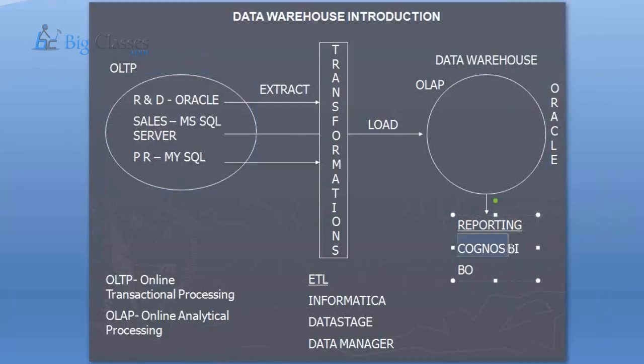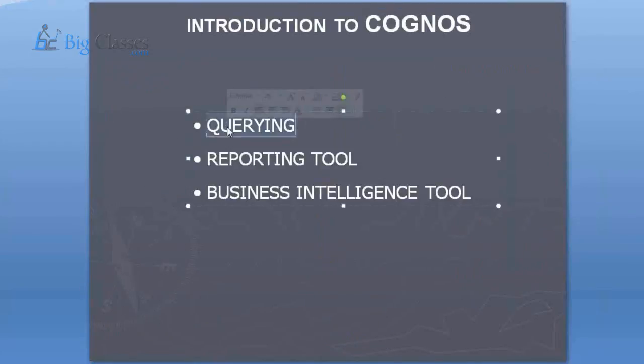Really, Cognos BI is a reporting tool. The same tool, in some aspect we call a querying tool, and sometimes we call it a reporting tool, and in another aspect we call it a business intelligence tool, and sometimes we say it is a decision support system. These are many different names for the same tool. Why do we call it this? How does it behave? Why do we call it by different names?